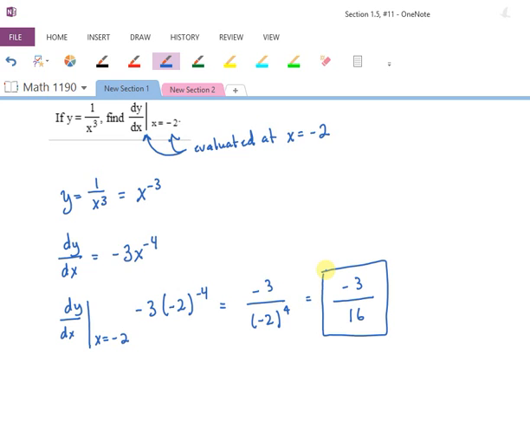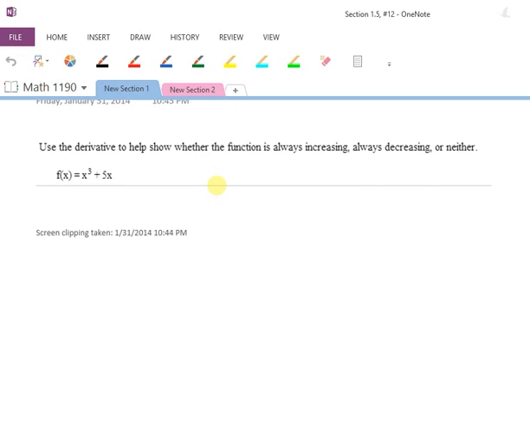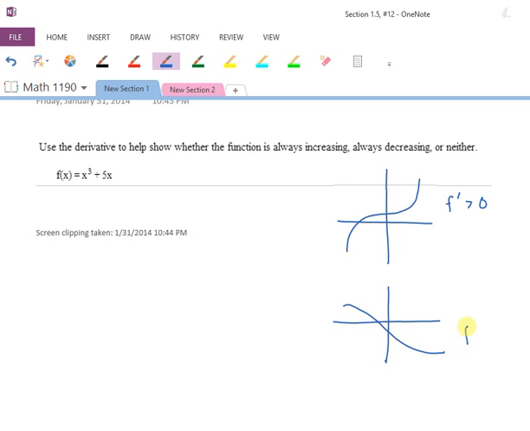Okay, my last problem is section 1.5, number 12. It wants us to use the derivative to show whether the function is always increasing, always decreasing, or neither. So the key here, I think we discussed this in the previous section, is that when your function is increasing, you have f prime greater than 0. When your function is decreasing, you have f prime less than 0.